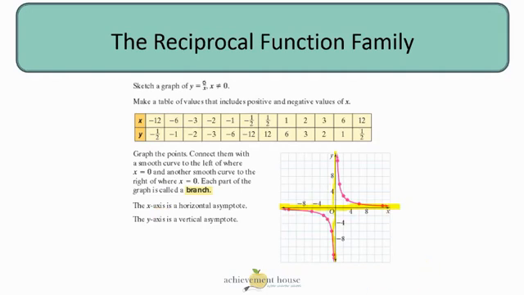And just like graphing any other function, you want to get a number of points, put them in a chart, and then we're going to graph those points and then connect them in a smooth line, and you get the following graph of y equals 6 over x. Each part of the graph is called a branch.